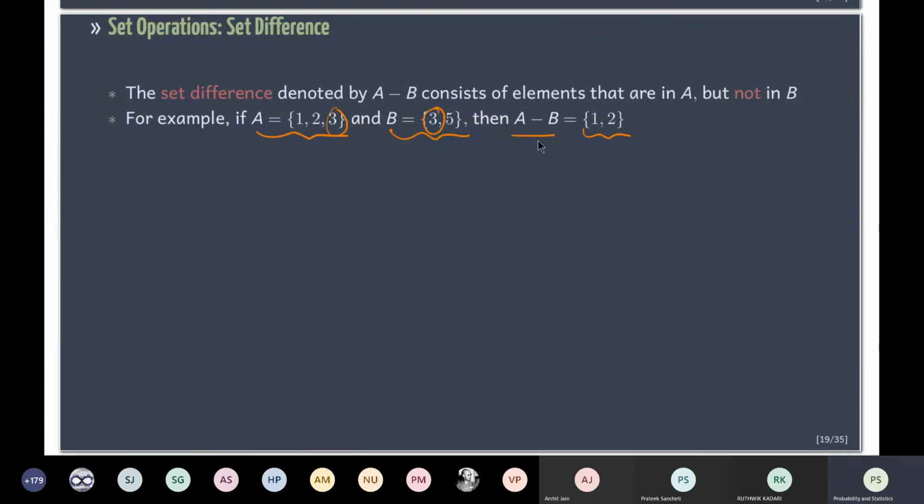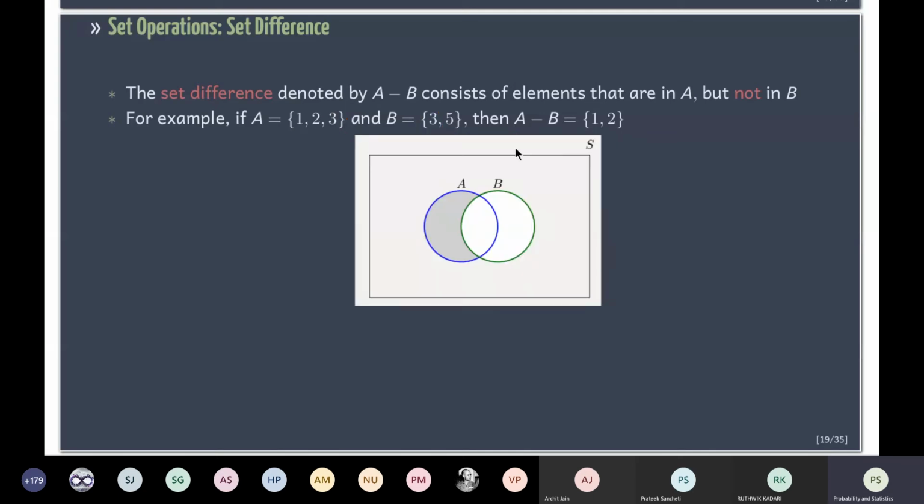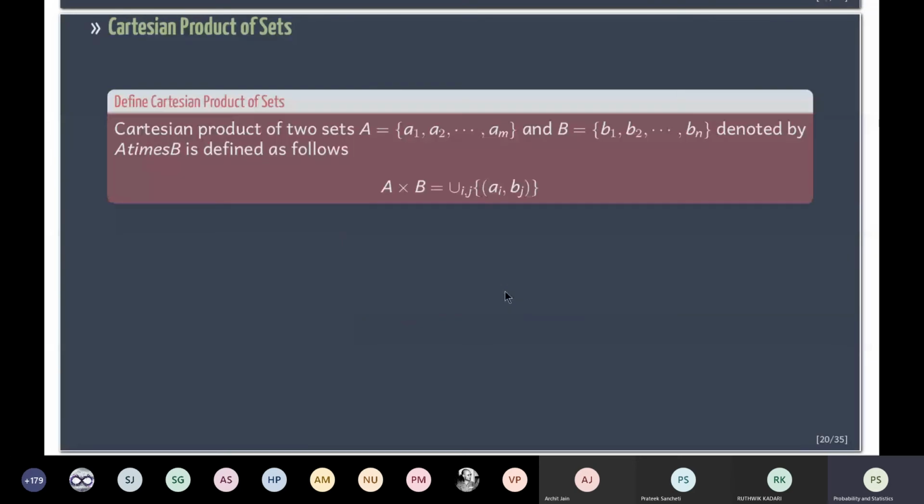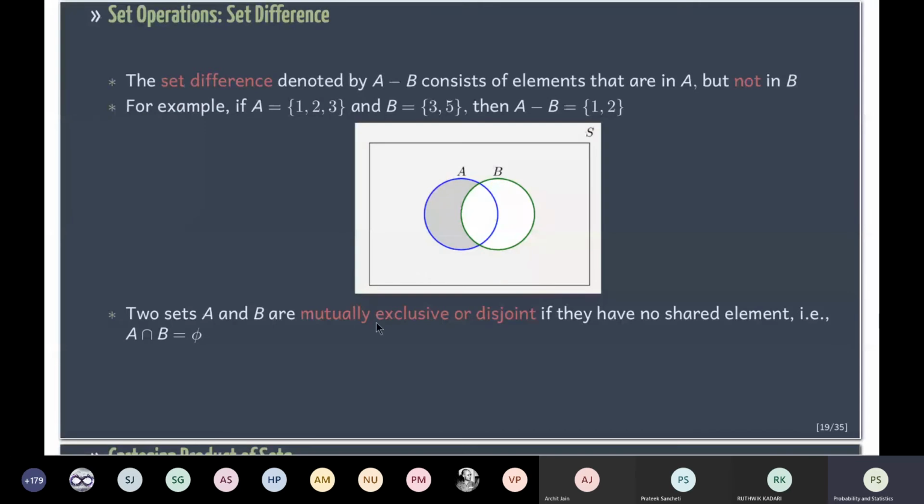There is also something called the symmetric difference, which is A minus B union B minus A. I'm not defining that here, but that is the symmetric difference. So remove anything of A that was in B, and that will be A minus B. All these things you are familiar with. Two sets A and B are mutually exclusive or disjoint if they have no shared element. That is when A intersection B is empty, the two sets are disjoint, and this is something you will use from time to time in probability.